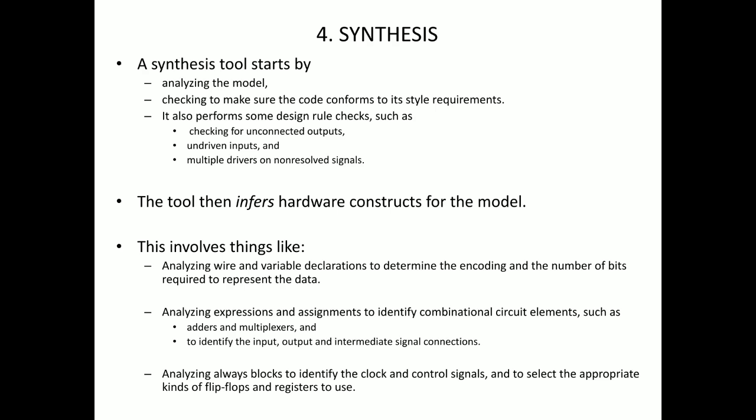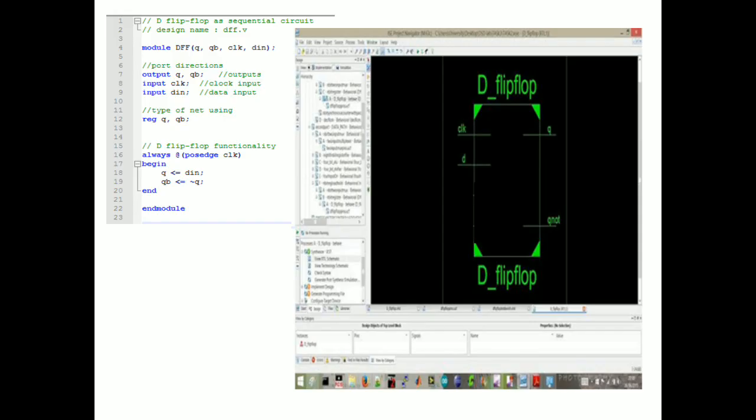All this analysis will be done by the synthesis tool, and after that analysis it will convert those into the respective hardware gates. We'll take an example of a D flip-flop. This is an example of a D flip-flop written using an always block. Whenever the posedge comes, q will be d in and q bar will be not q. When you go for synthesis, the synthesis tool performs all the analysis. It will check what is q: it is an output port. What is qb: it is also an output port.